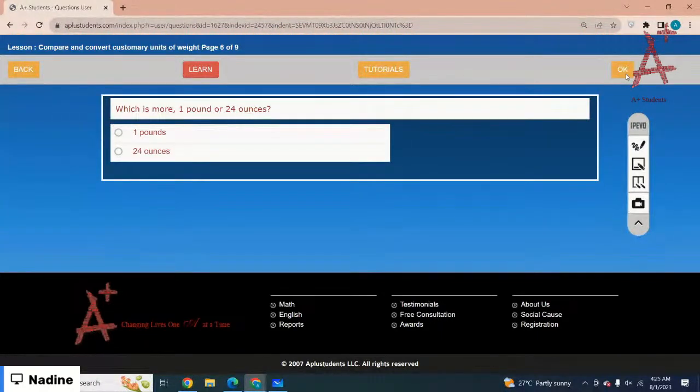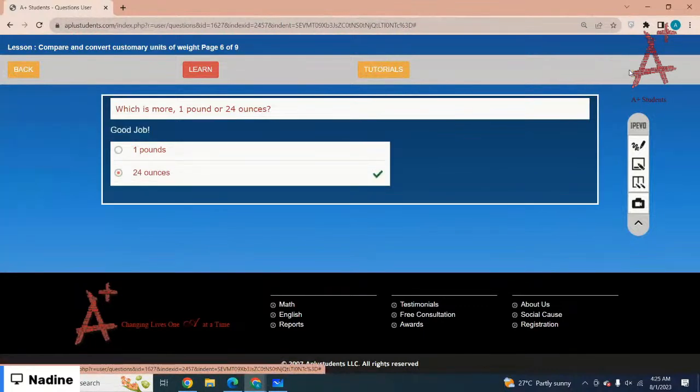Which is more, 1 pound or 24 ounces? Which is the correct option? The correct option is 24 ounces because in 1 pound you have just 16 ounces. So obviously 24 ounces is more than 16 ounces.